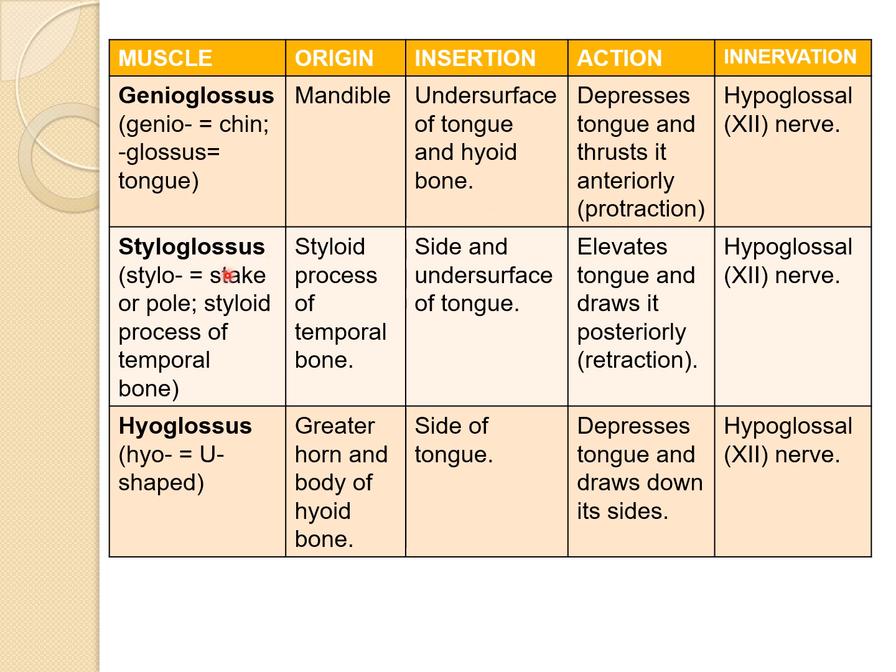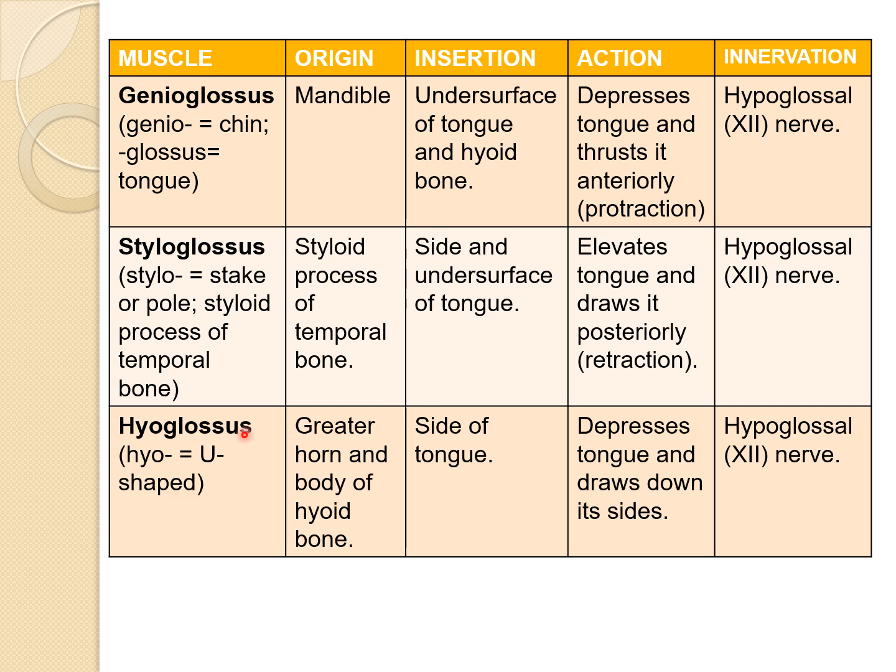Next is styloglossus. Stylo means stake or pole-like styloid process of the temporal bone. Glossus means tongue. Origin occurs at the styloid process of the temporal bone. It gets inserted on the side and under surface of the tongue. Coming to the actions, it elevates the tongue. Styloglossus elevates the tongue, whereas genioglossus depresses the tongue. Styloglossus elevates the tongue and draws it posteriorly. And it is also innervated by the hypoglossal nerve.